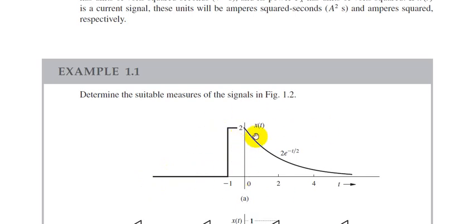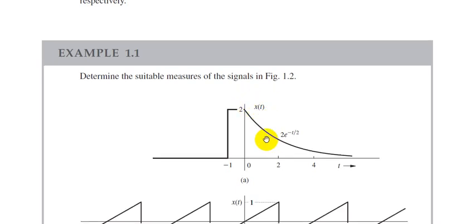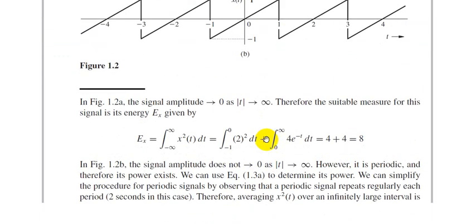We are about to determine the energy of this signal. We know we can determine the energy by integrating from minus infinity to infinity, taking the square of x of t. Let's do it. Here Ex, which represents the energy, is equal to the integral from minus infinity to infinity of x of t whole square dt.